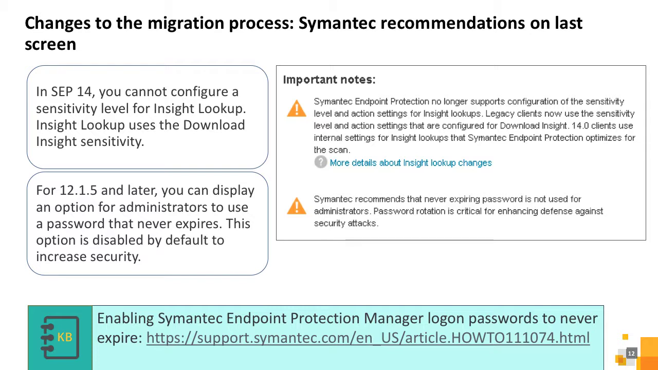Starting in SEP 14, you cannot configure a sensitivity level for Insight Lookup. Insight Lookup uses the download Insight sensitivity. For SEP 12.1.5 and later, you can display an option for administrators to use a password that never expires. This option is disabled by default to increase security. You can enable or disable this feature by following the instructions in the KB article shown on the slide.